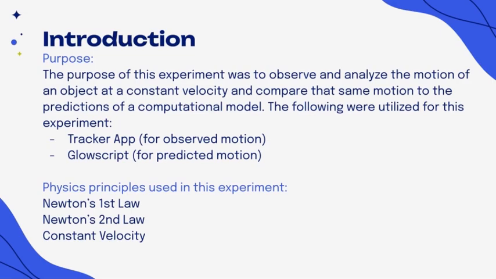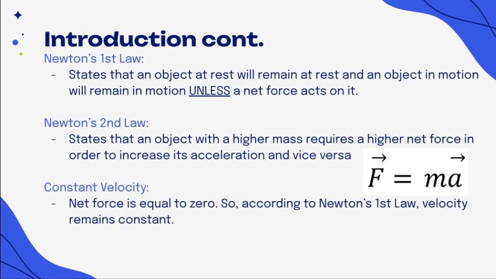Some physics principles that are evident throughout this experiment are Newton's first and second laws and constant velocity. Newton's first law states that an object in motion or an object at rest will stay in motion and rest, respectively, unless a net force acts on it. Newton's second law derives the equation force equals mass times acceleration, which will be used in future calculations during the course of this experiment. And finally, constant velocity simply means that the net force is equal to 0. Thus, according to Newton's first law, velocity remains constant.